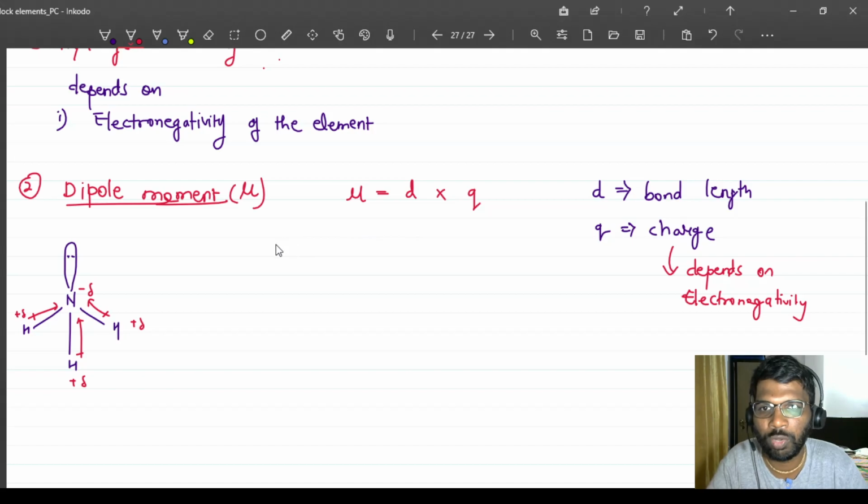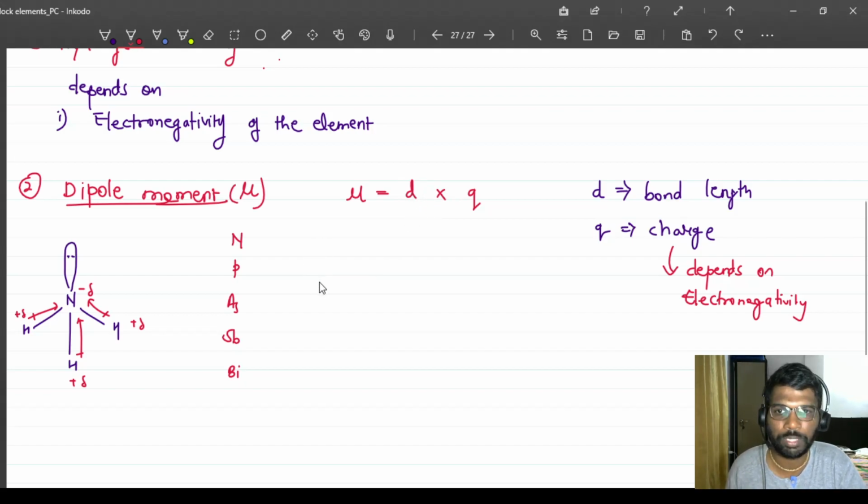But as we go down the group from nitrogen to phosphorus, arsenic, antimony and bismuth, electronegativity decreases, which means the charge separation decreases, and the bond length increases. This is what we know from our previous studies. Now, what is going to happen to the dipole moment? Is it going to remain the same, since one quantity is decreasing and the other is increasing? No. Here we have to consider the dominant factor.